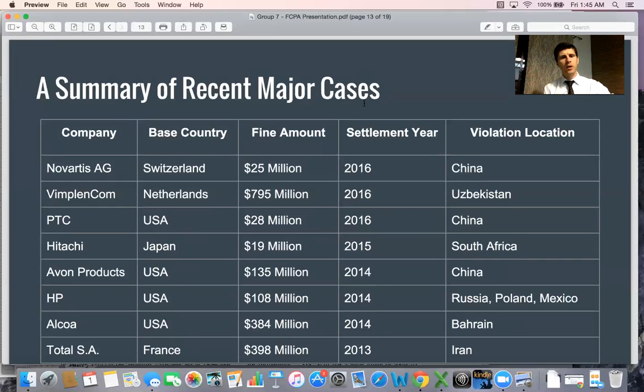This Wimpelcom is a telecommunications company from the Netherlands. It just recently got settled for almost 800 million. This is a very interesting one. The cooperation here was 21 different governmental agencies, 4 U.S. agencies and 17 foreign agencies from many countries. I think it was almost closer to 10 countries that cooperated in this investigation. I'm not going to go into details. You can look it up, but it just tells you how far U.S. law has reached into the fight against corruption, not just for U.S. companies, but around the world.